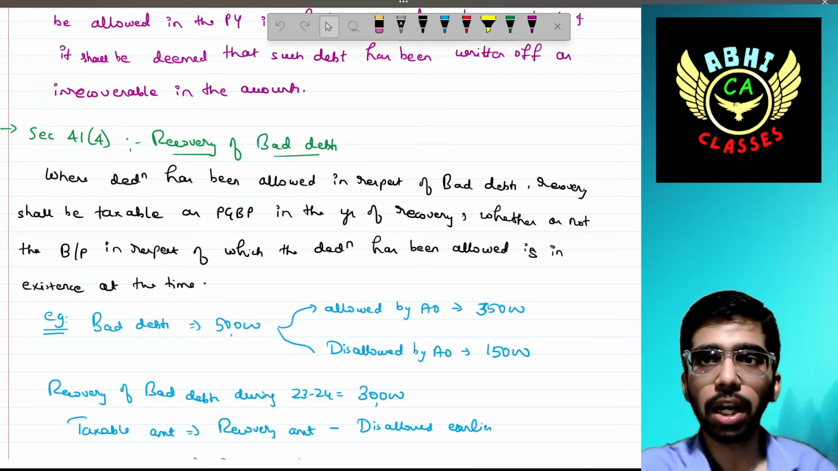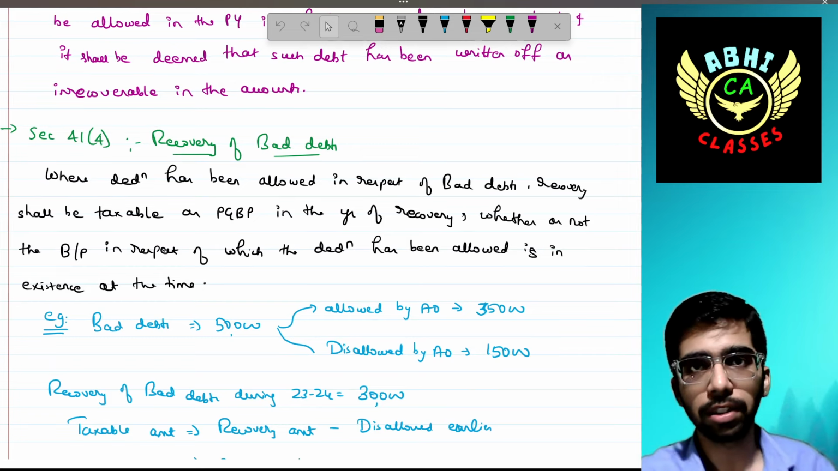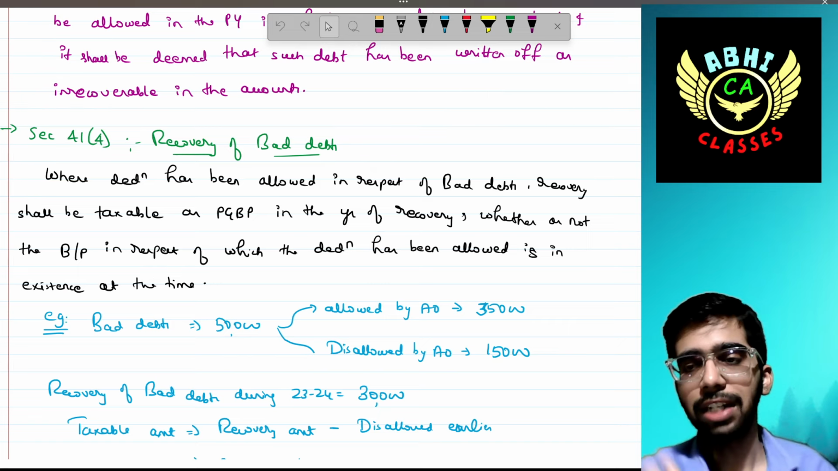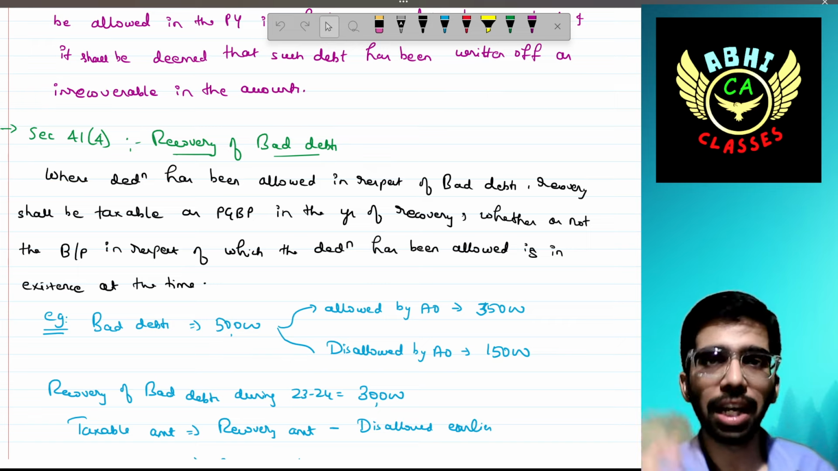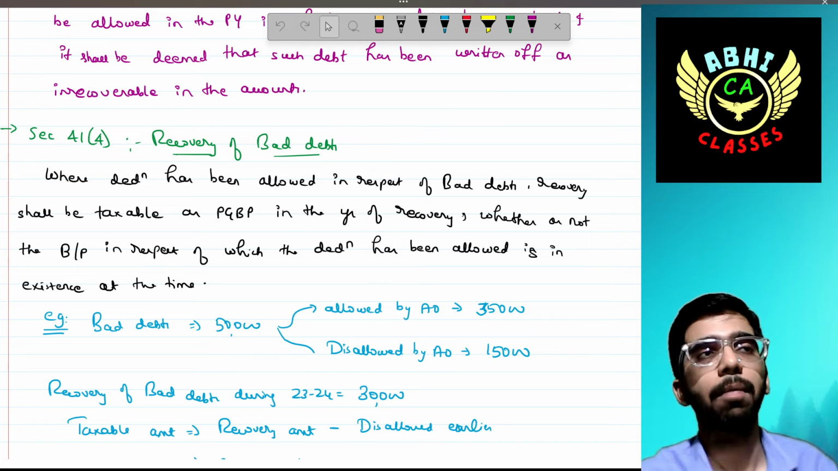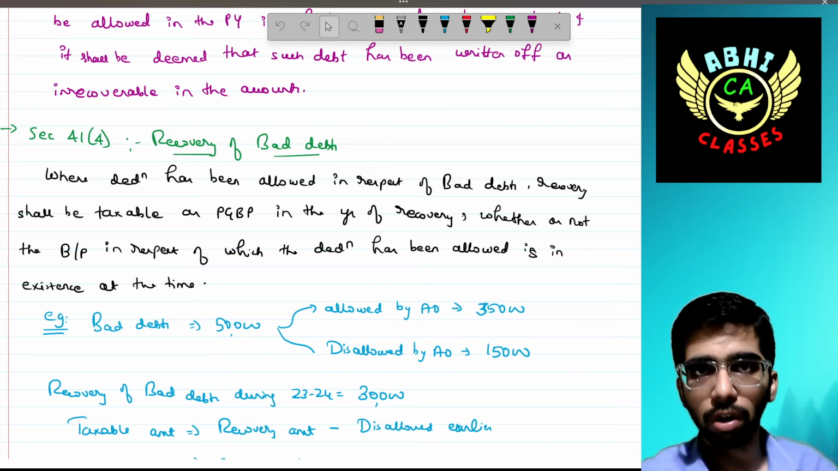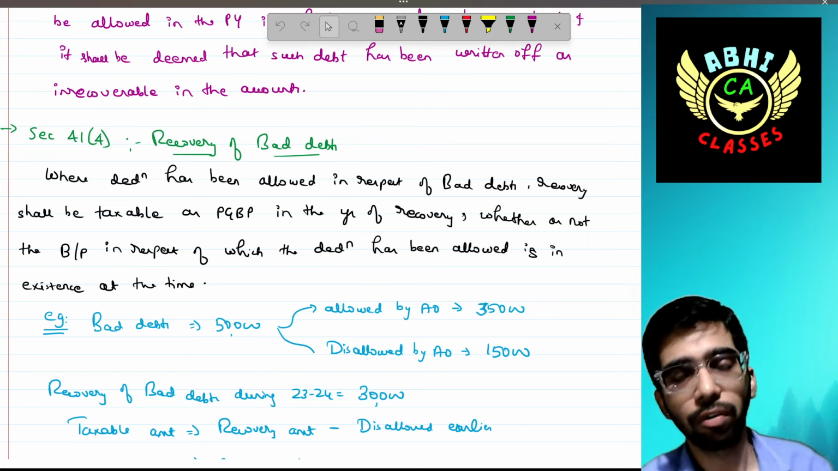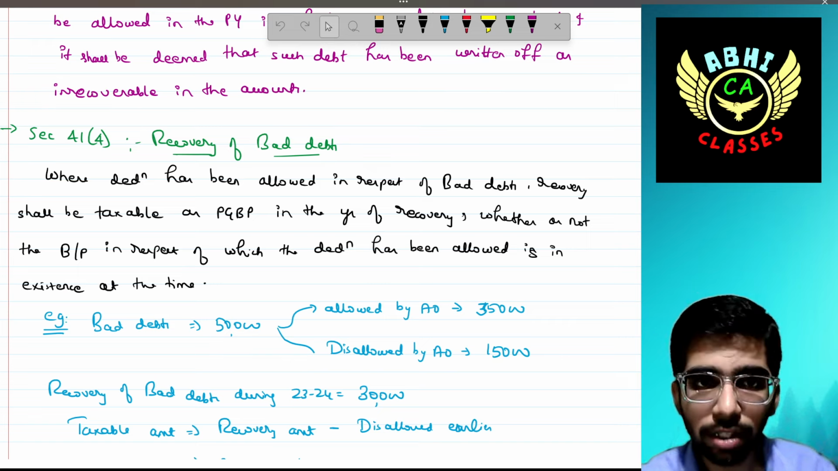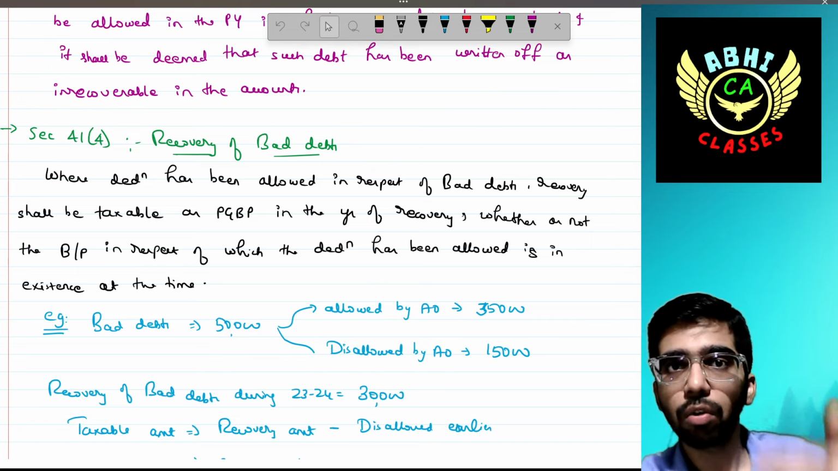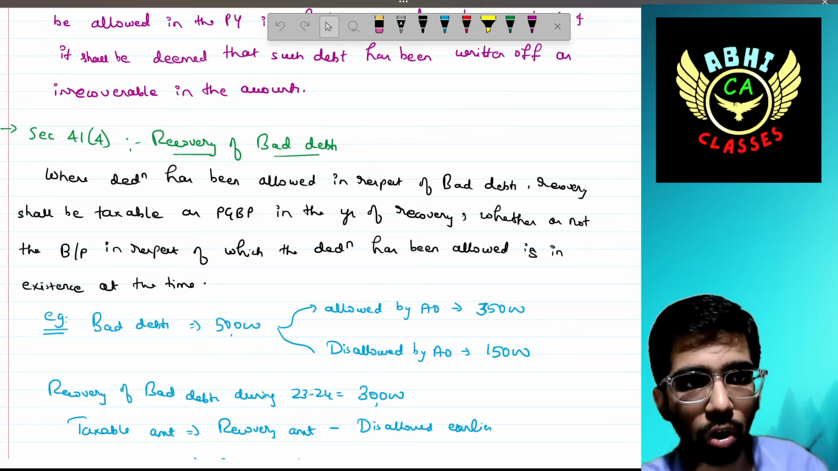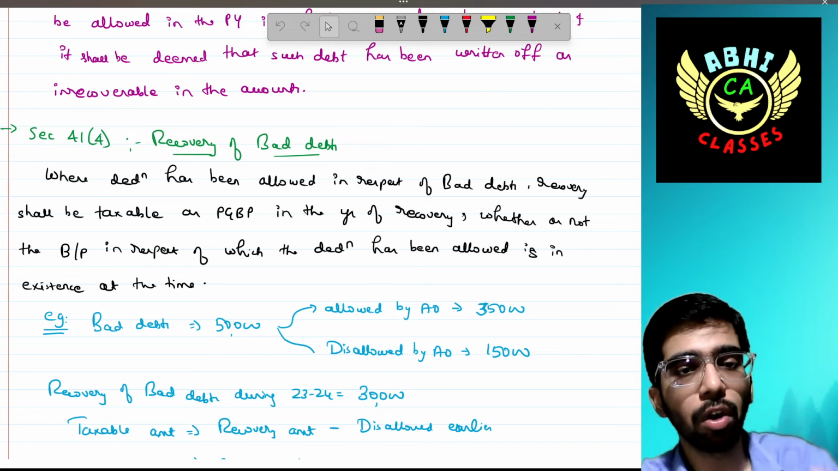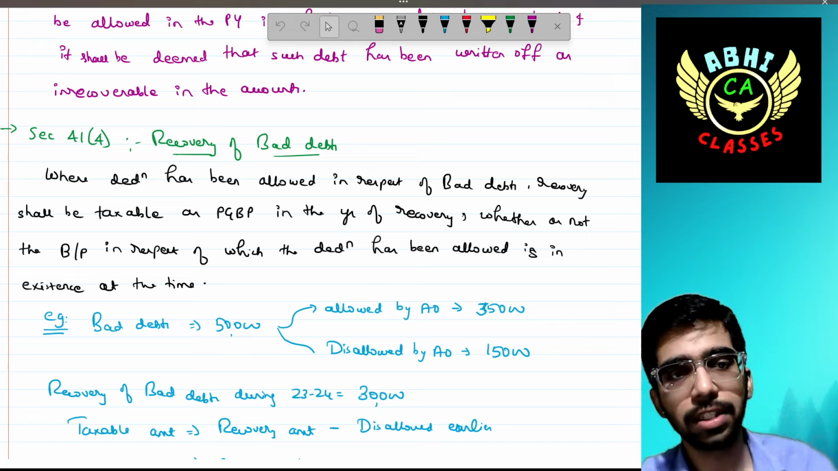In our example, 1 lakh minus write-off of 1 lakh, balance is nil in the previous year 23-24. In 24-25, let's say the 1 lakh amount or any lesser amount has been recovered. For example, if 50,000 is recovered, then that is treated as PGBP income in the 24-25 financial year, in the year of recovery, whether or not the business or profession in respect of which the deduction was allowed is in existence.